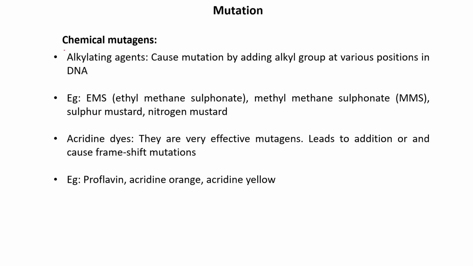Now we have chemical mutagens, the second type after the physical. So alkylating agents are one type of chemical mutagen, which cause mutation by adding an alkyl group to various positions in the DNA. This alkyl group is added, and that changes the composition of the DNA material, and that causes mutation.